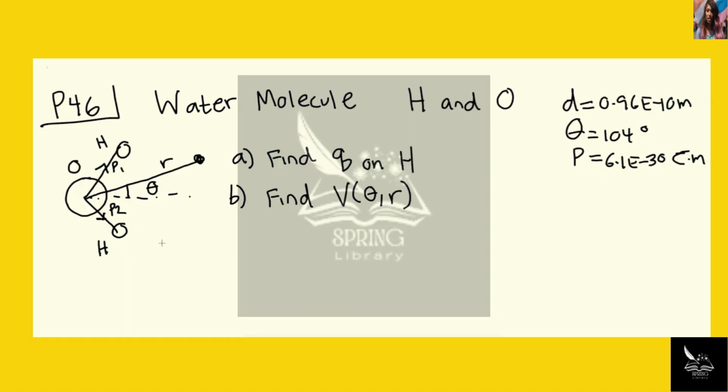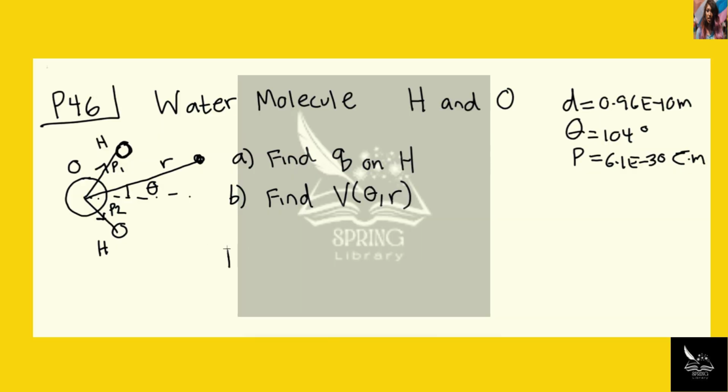Okay, in this problem we have a water molecule composed of 2 hydrogens and 1 oxygen. We are given the distance from the hydrogen to the oxygen. We're given the total angle, 104 degrees, formed between the 2 hydrogens. And we're given the total dipole moment from the oxygen to the hydrogen. We're first asked to find the effective charge on the hydrogen, and then we're asked to derive an expression for the electric potential that varies with theta and R.